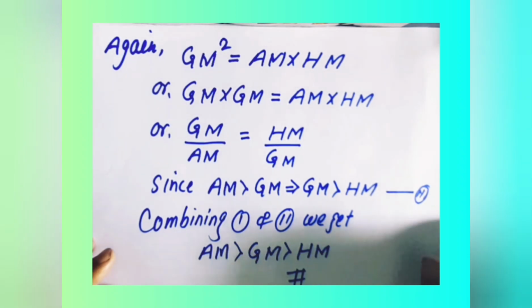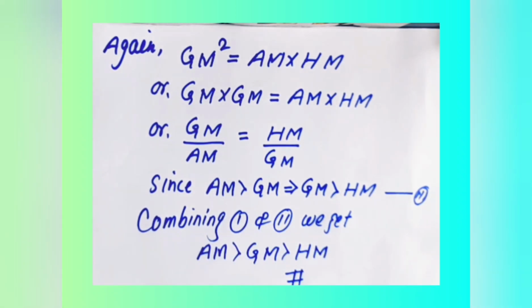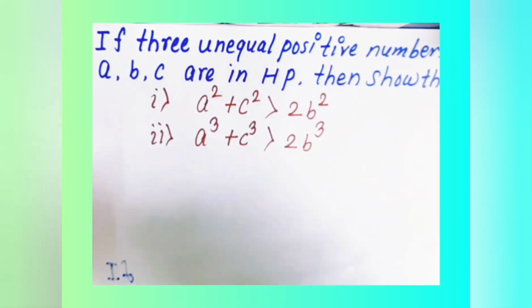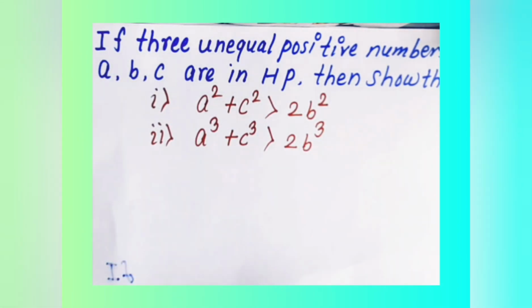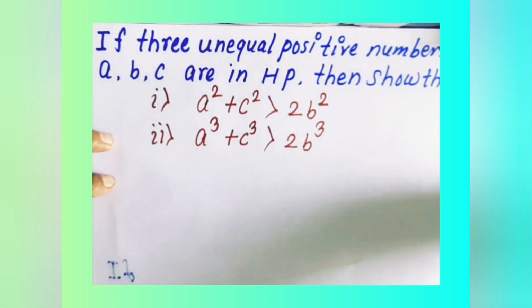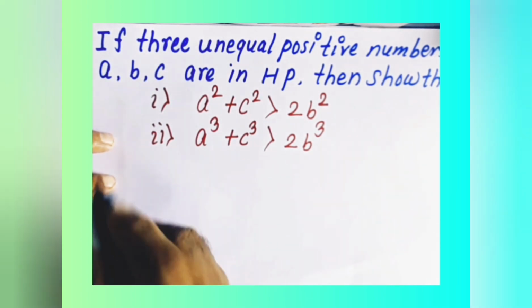Now see another question. Another question is this type: if three unequal positive numbers a, b, c are in HP, then show that a square plus c square is greater than 2b square and a cube plus c cube is greater than 2b cube. This we are going to prove. So see this, how to prove this one.